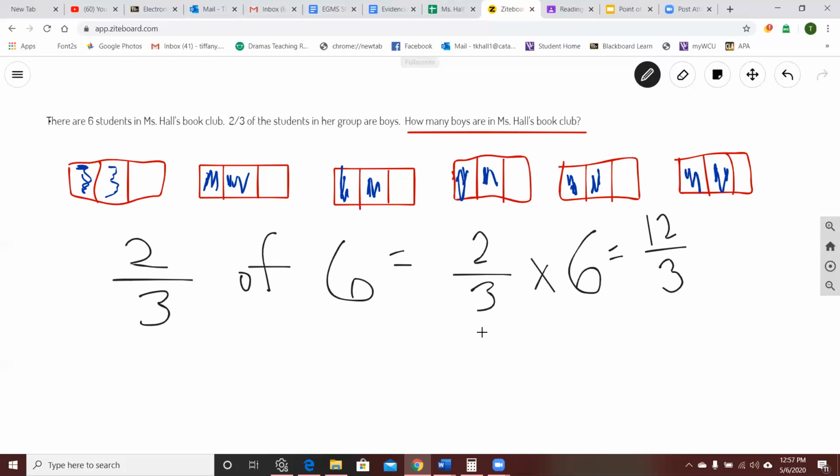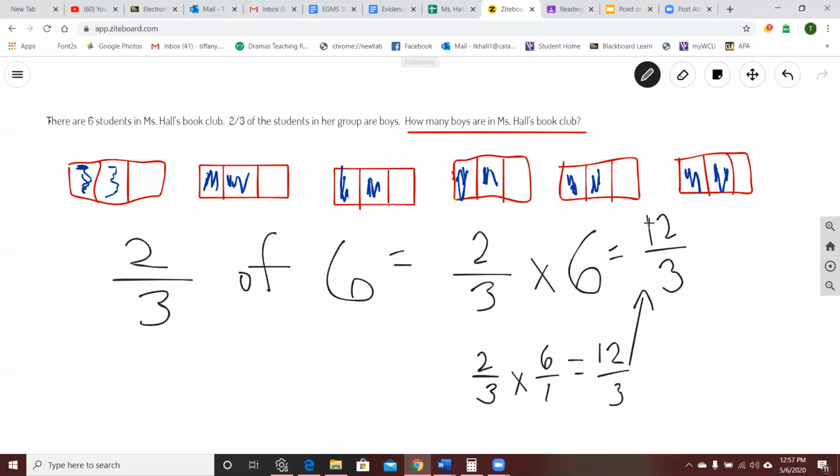Now you can check yourself using the traditional way if you want to real quick. If I were to do 2/3 times 6, remember 6 wholes actually means 6 over 1. And we know 2 times 6 is 12. 3 times 1 is 3. You'll notice we got the same thing. But the model shows how you got it.